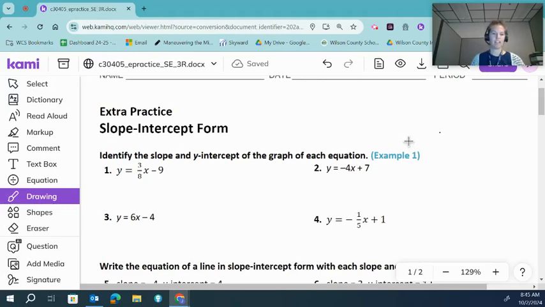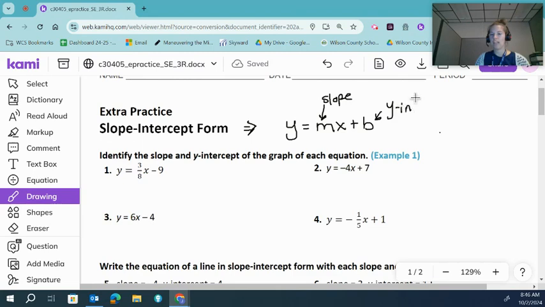Today we will be writing equations of linear functions using slope-intercept form. Okay, so let's take a look. This is an example of slope-intercept form where we have y equals a coefficient x minus or plus a number. The formula that we use for slope-intercept form is y equals mx plus b, where m is going to be the slope and b is your y-intercept.